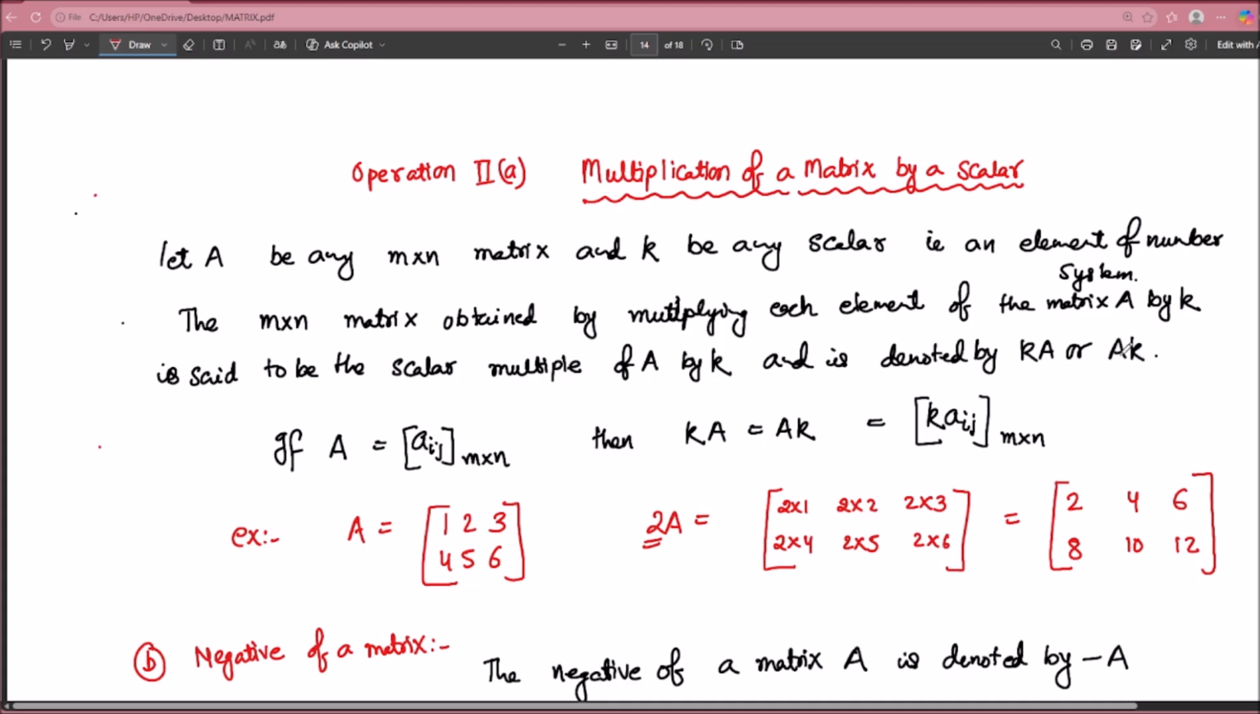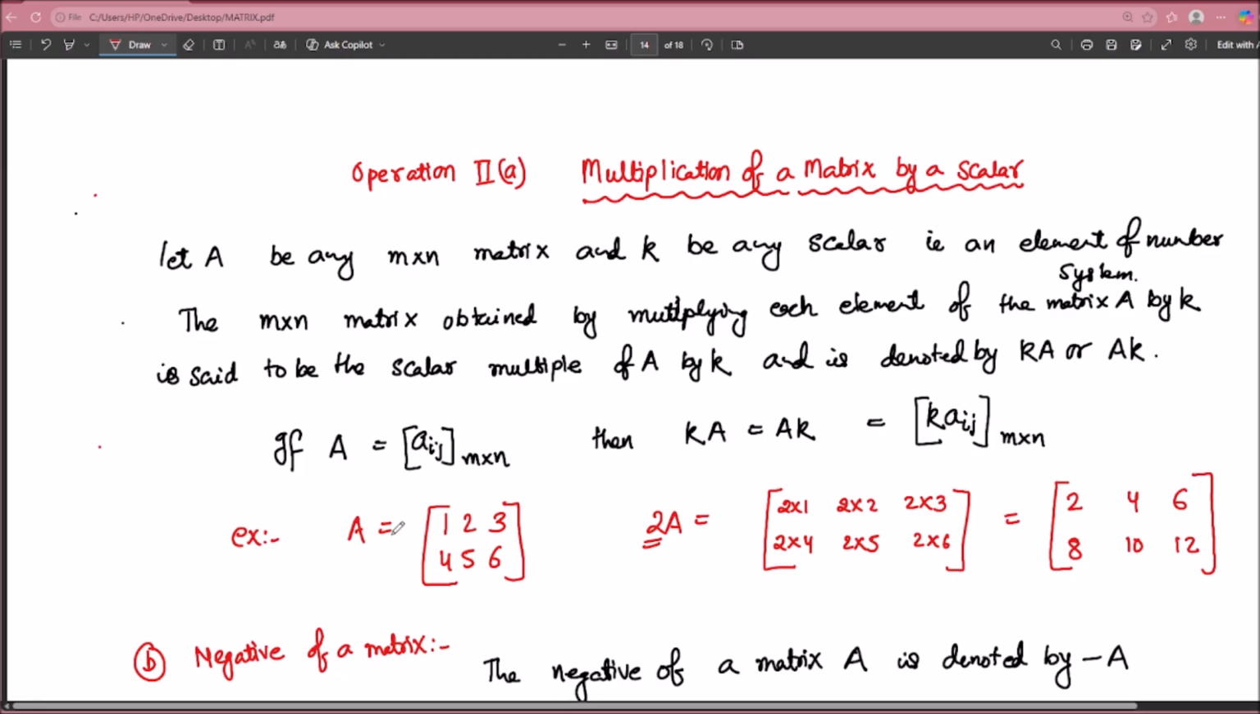So if the element of A is equal to aij, having the number of rows and number of columns m into n, that is the order of the matrix is m into n, then k times A, or we can say A into k, is equal to simply k times each and every element aij. That means each and every element of matrix A is multiplied by the scalar quantity k. से ये multiply हम लोग कर देंगे.